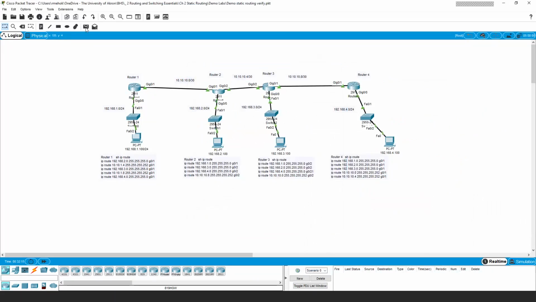Let's verify we can ping. Success. So if one of these static routes are bad, these pings would not occur. So that's a demonstration on verifying static routes.